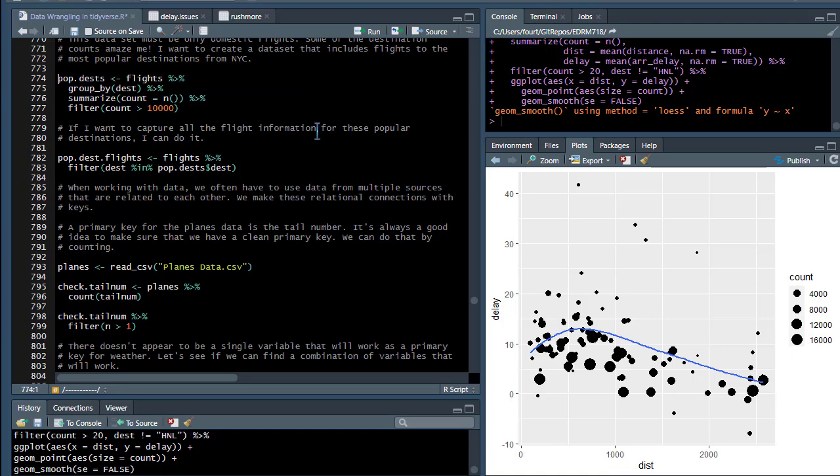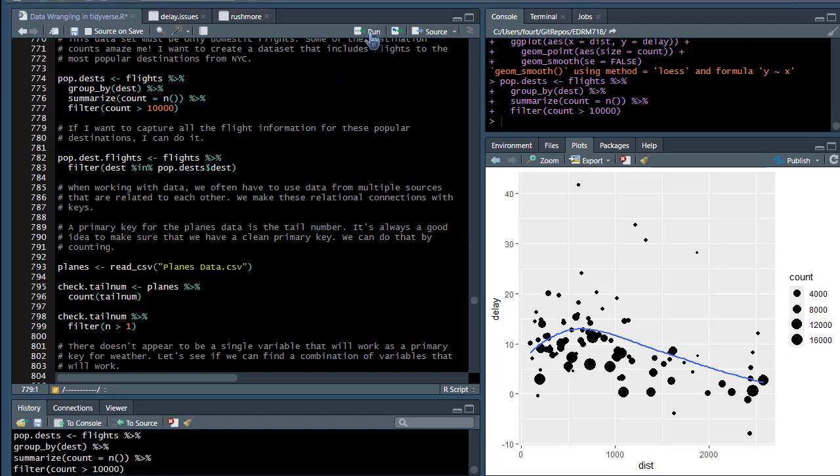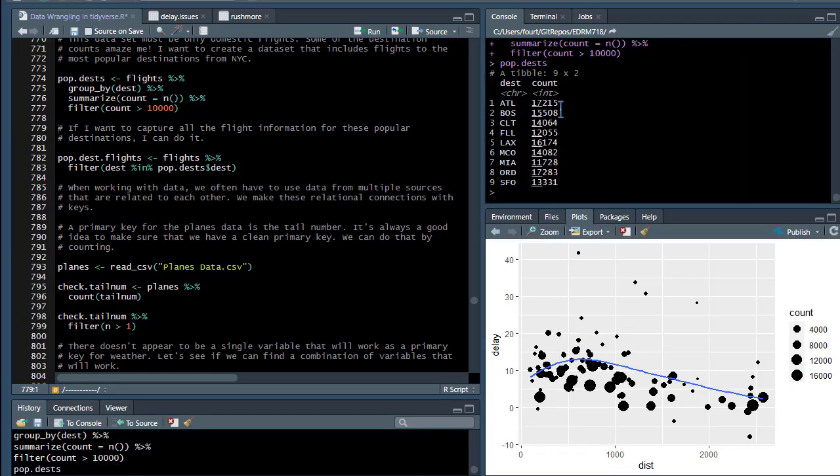So let's see what destinations have over 10,000. And I've stored that now in popular destinations. So if I want, I can look at popular destinations. Here are some of them: Atlanta, Boston, Charlotte.